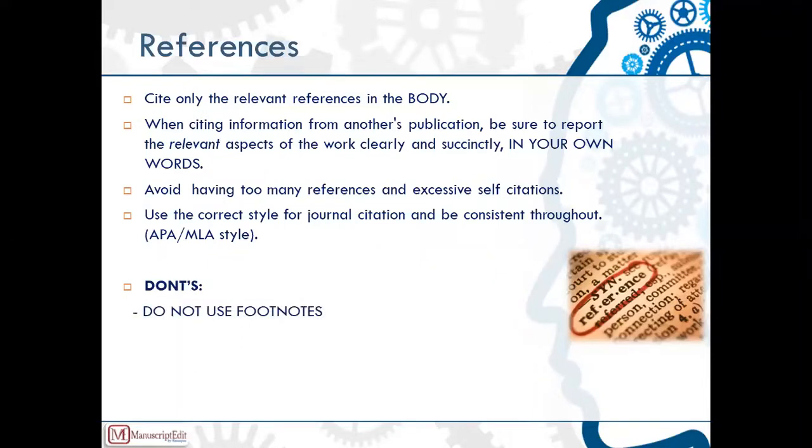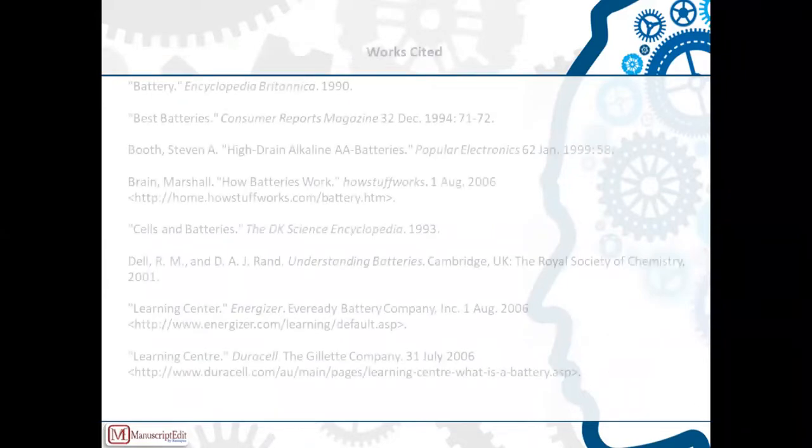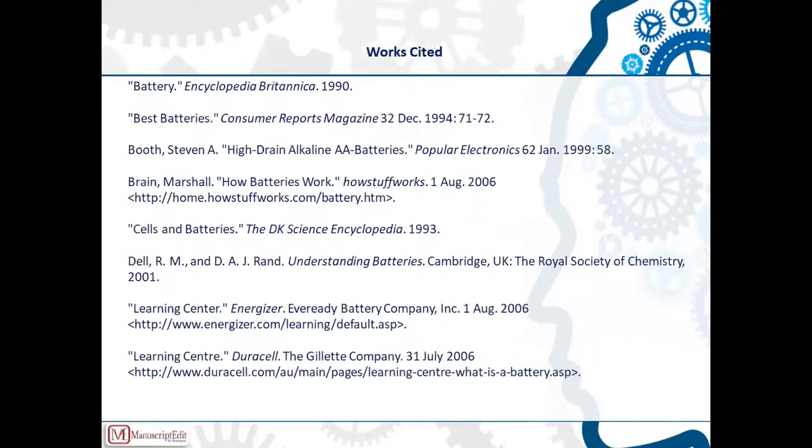Now, the following points are the ones that you should not do, which is do not use footnotes and do not use direct quotes from published material. Now, this is basically an example from a journal. Now, different journals have different guidelines for references, which they ask should be written accordingly.